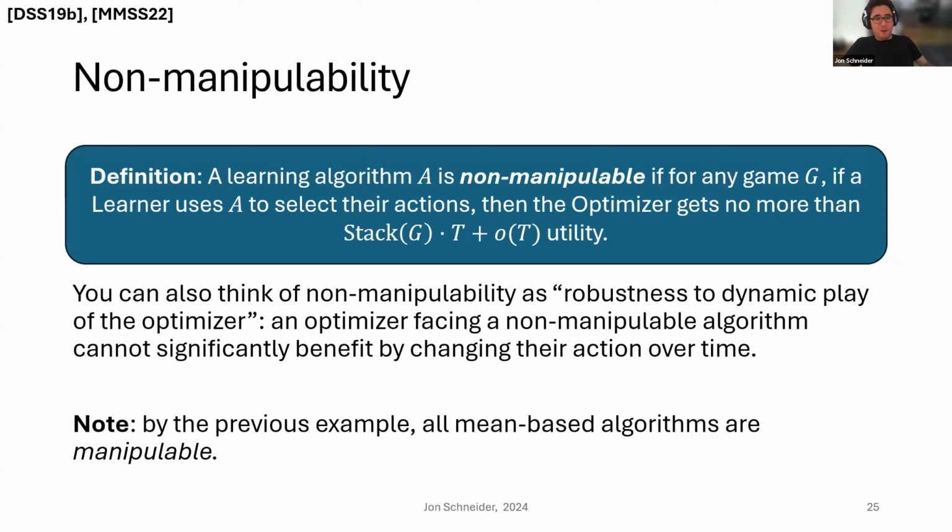And I'm calling it non-manipulable here. In some other previous work, it's been called robustness to dynamic play of the optimizer. Basically, there's no benefit to doing something strange and dynamic. And the previous example shows that all mean-based algorithms are manipulable. Okay, so what algorithms are not manipulable?